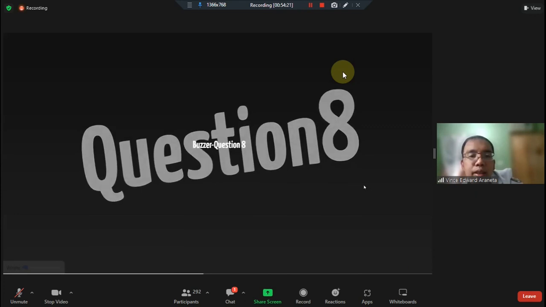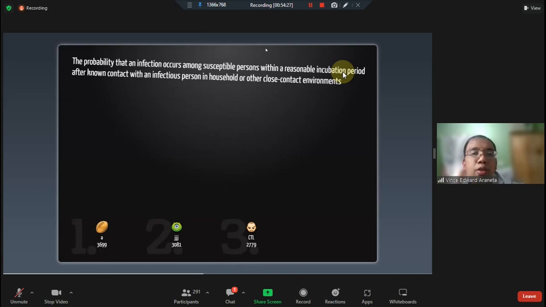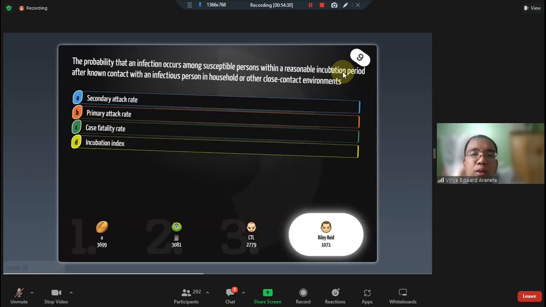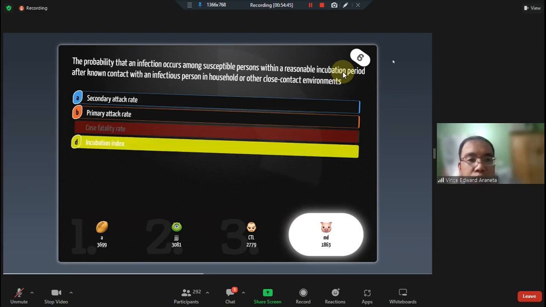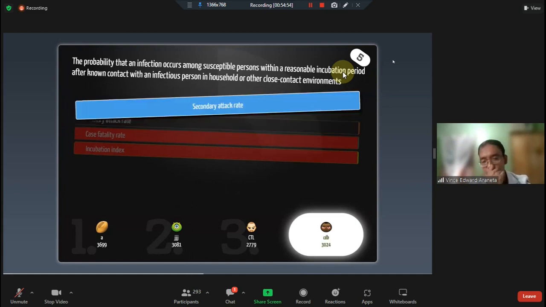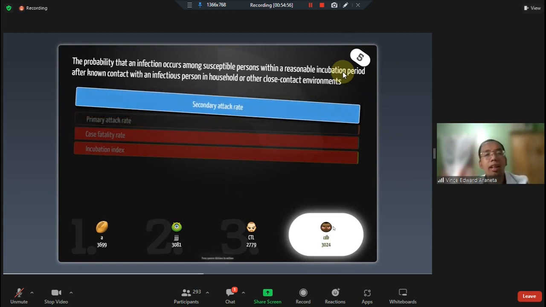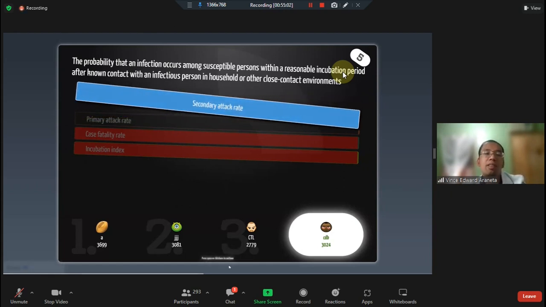The next question, 8, a buzzer question. The probability that an infection occurs among susceptible persons within a reasonable incubation period after known contact with an infectious person in a household or other close contact environment. Key in your answer. Secondary attack rate or primary attack rate? Secondary attack rate. A is now leading in the latest tally.